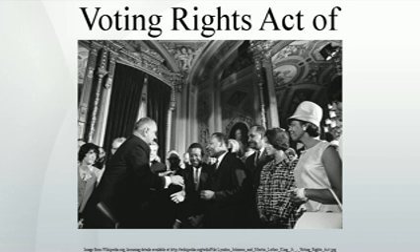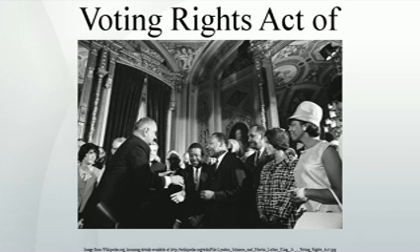Special provisions. Coverage formula. Section 4(b) contains a coverage formula that determines which states and local governments may be subjected to the Act's other special provisions, except for the Section 203(c) bilingual election requirements, which contains a different formula. Congress intended for the coverage formula to encompass the most pervasively discriminatory jurisdictions.